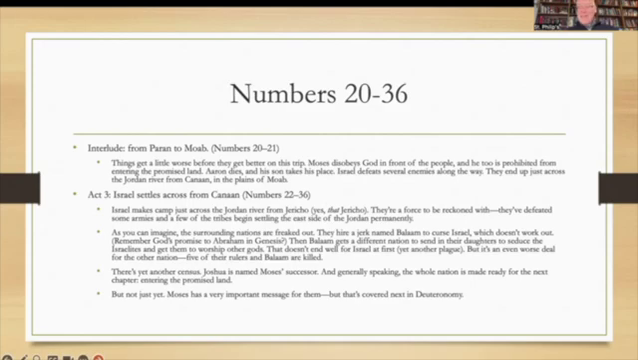Moses disobeys God in front of the people. He strikes the rock when he's not supposed to. He too is prohibited. Even the great Moses will not be allowed to enter the promised land. Aaron dies. His son takes his place.